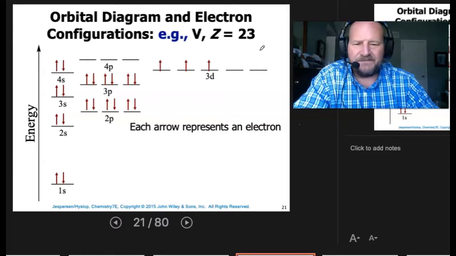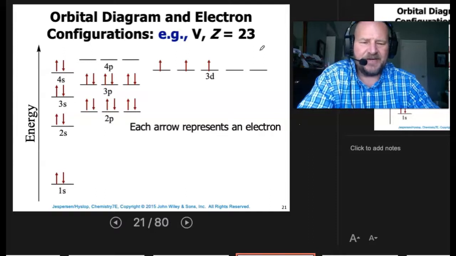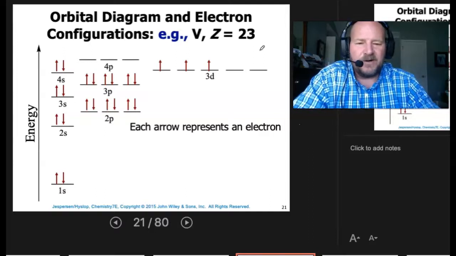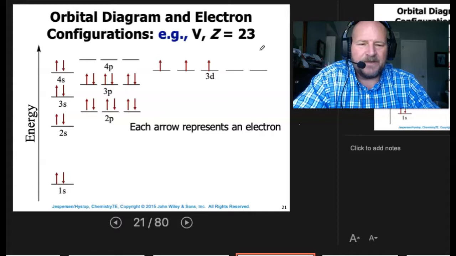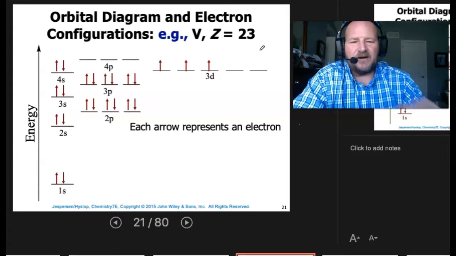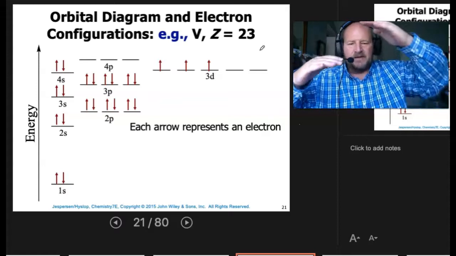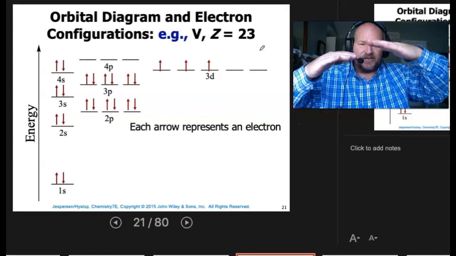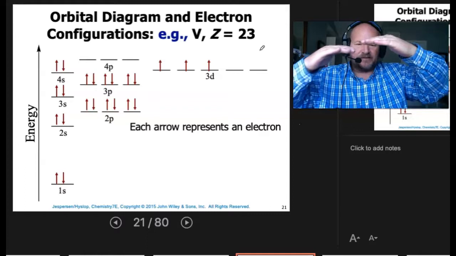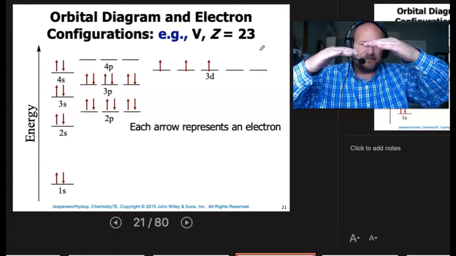Now notice that we did the 4s and then the 3d. Well, keep in mind, that's where our periodic table is going to help us. Okay, so once we start to get higher up in energy levels, we get what's called overlapping, where some of the, like the 3d now, is actually higher in energy than the 4s. So we'll fill the 4s.